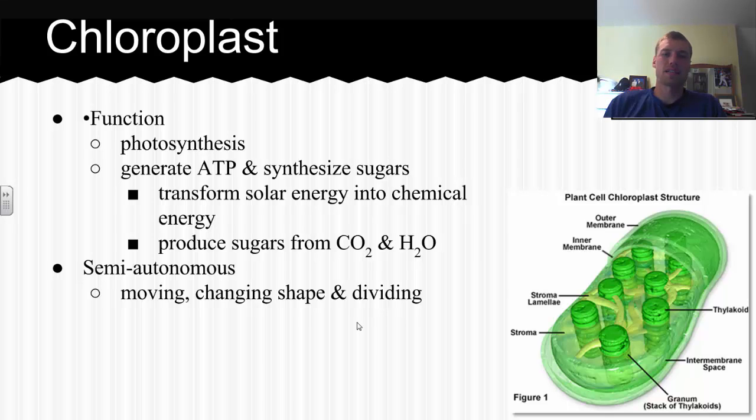So the function of the chloroplast is to facilitate photosynthesis. It actually generates a little bit of ATP as well as synthesizes sugars. It transforms solar energy into chemical energy, and it produces sugars from carbon dioxide and water. Again, it's semi-autonomous. It moves, changes shape, and divides on its own.